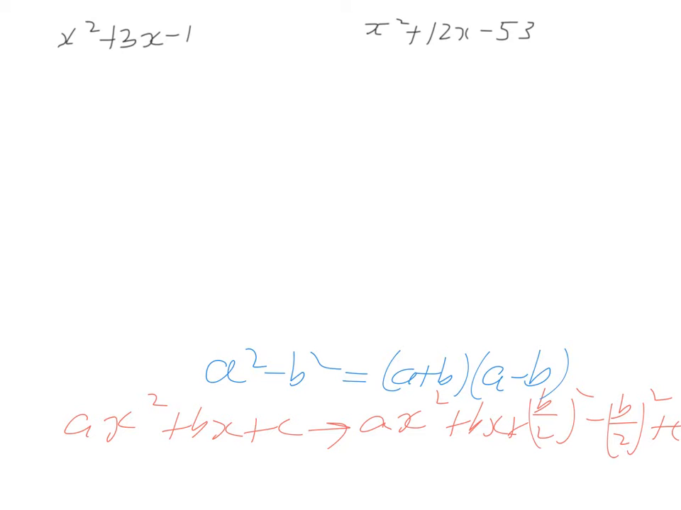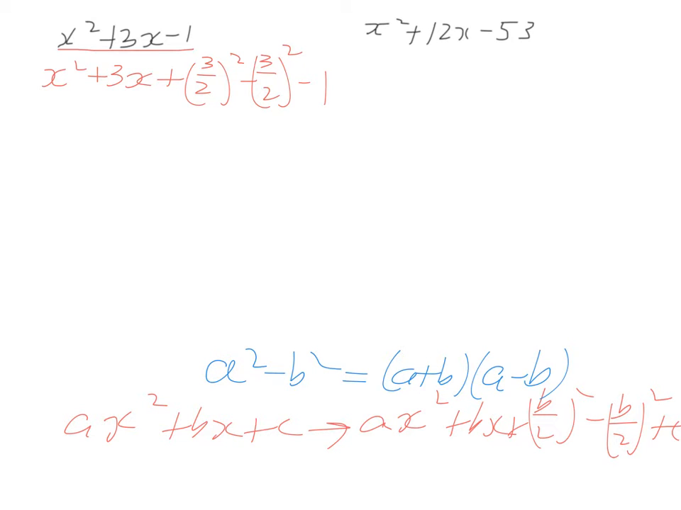Now we've got x squared plus 3x minus 1. So what we want to do is rewrite this as x squared plus 3x plus (3 over 2) all squared minus (3 over 2) all squared minus 1.